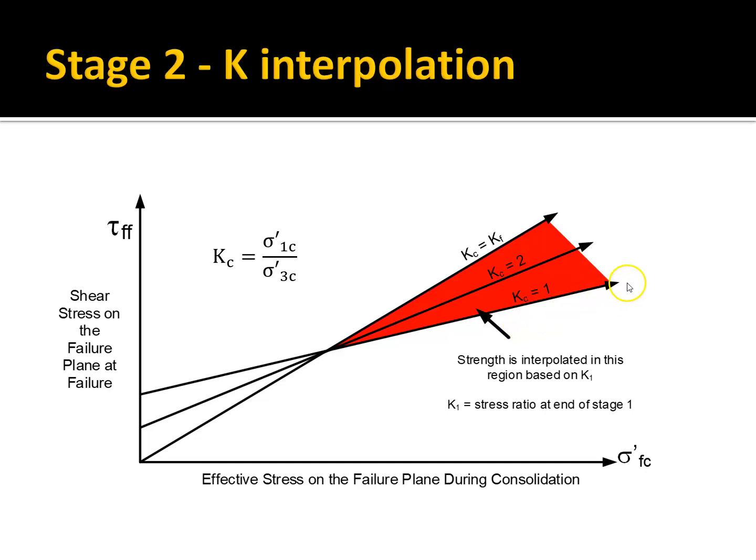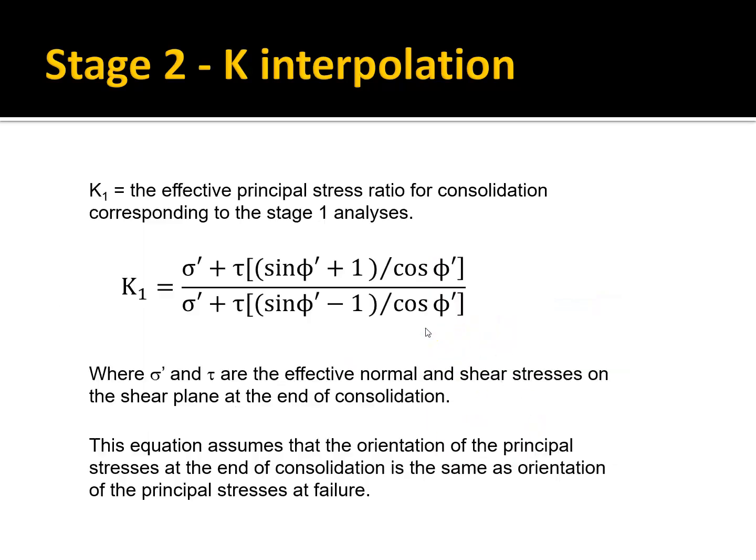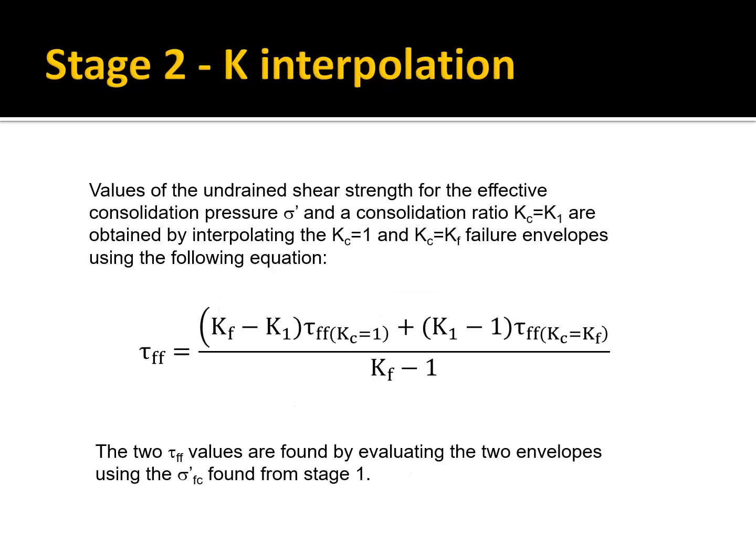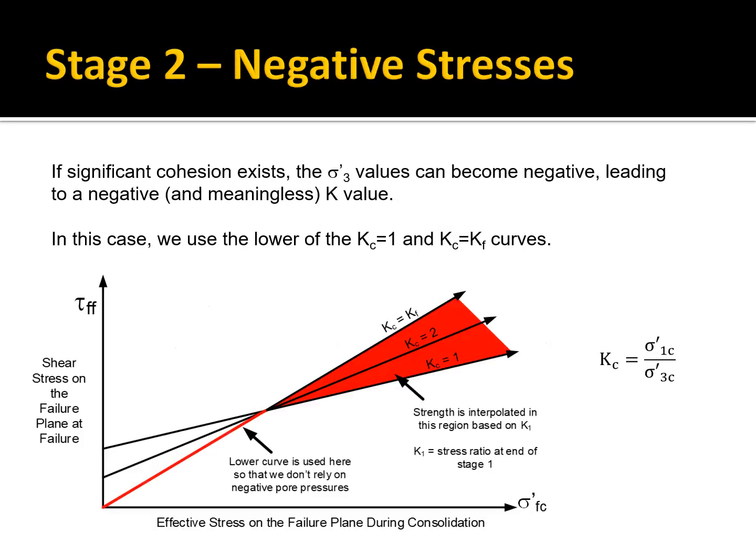So again, for a given normal stress, we come up here and we get a tau_ff at Kc equals 1. We get a tau_ff at Kc equals Kf. And we plug in the values for K1 and Kf that we found, and we can basically linearly interpolate between these. So this expression right here is how we interpolate those two curves. Now, it sounds complicated, but it's a pretty simple calculation once you get all these terms set up.